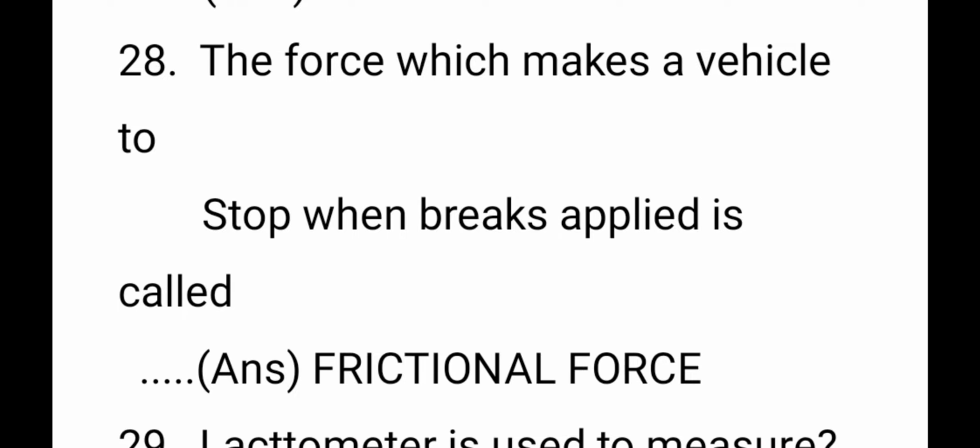The force which makes a vehicle stop when brakes are applied is called friction. When the force is applied, the frictional force stops either a man or vehicles. So it is the frictional force between the sliding surface and the earth.